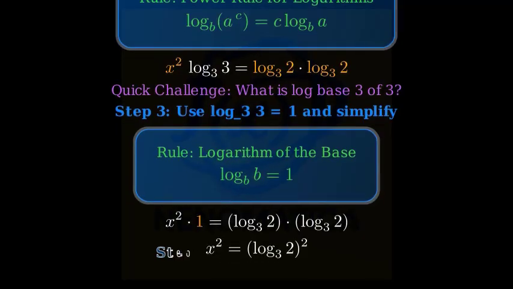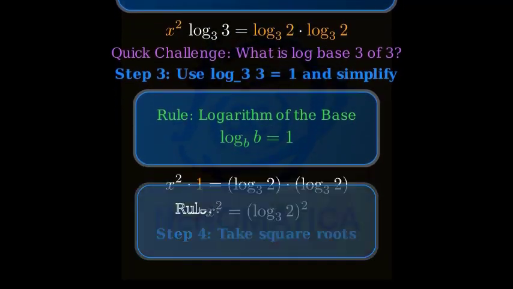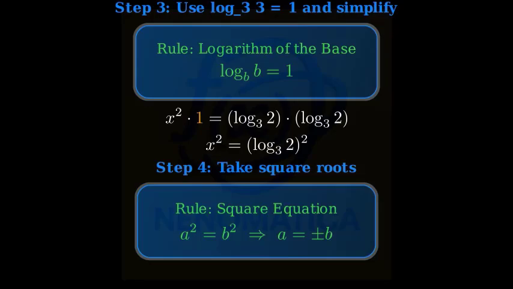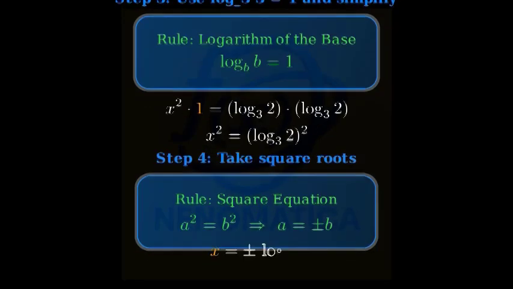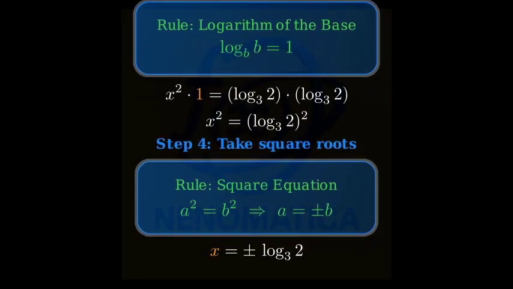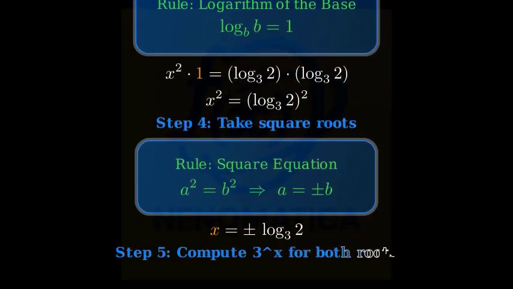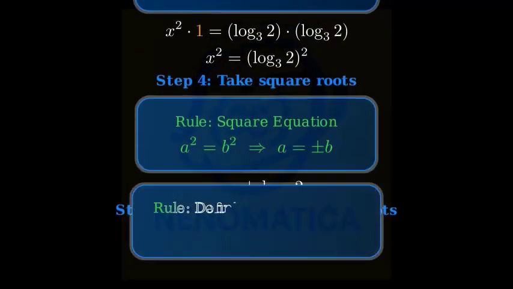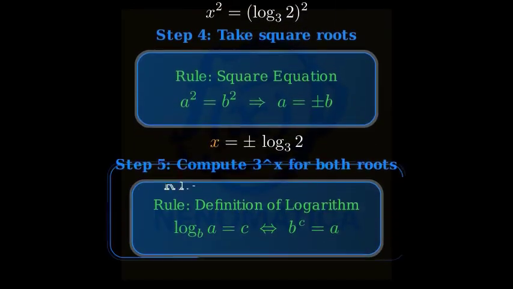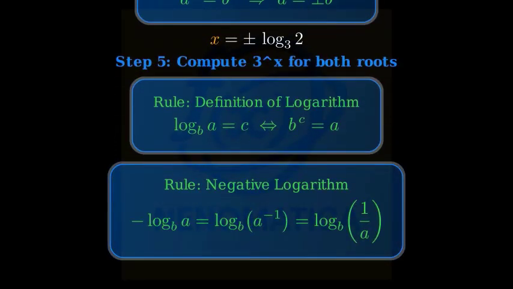Step 4. Solve the square equation. If a squared equals b squared, then a equals plus or minus b. Hence, x equals plus or minus log base 3 of 2. Step 5. Evaluate 3 to the x for each case. We use the definition of the logarithm, and we also use the negative logarithm property.